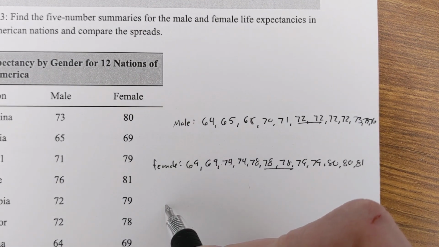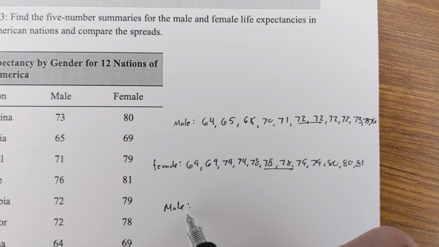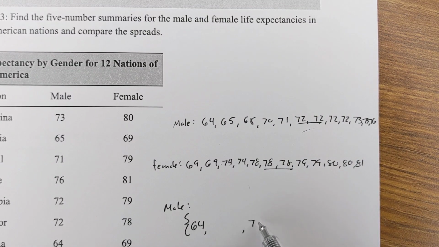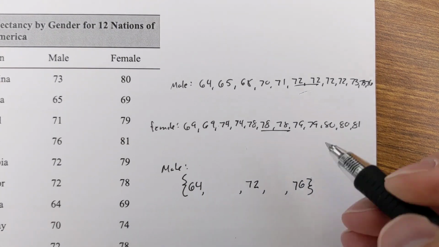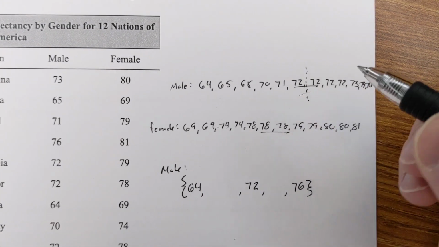All right, so for the males, 5-number summary. The smallest value is 64. The median is halfway between 72 and 72, so that would be 72. And the maximum value is 76.